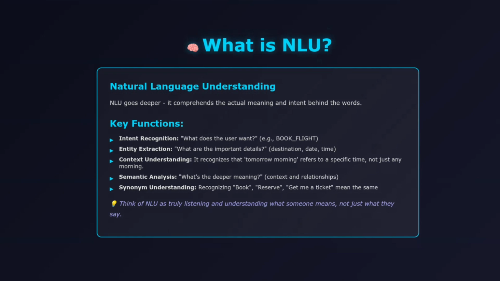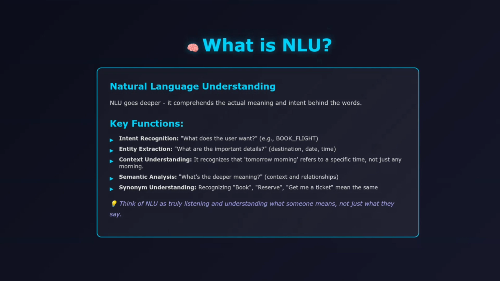Here's where it gets powerful. NLU can understand synonyms and variations. Book a flight to Paris. I want to fly to Paris. Get me a ticket to Paris. Reserve a flight for Paris. All of these mean the same thing, even though the words are different. NLU gets that. The computer now knows what the user wants and why they want it.